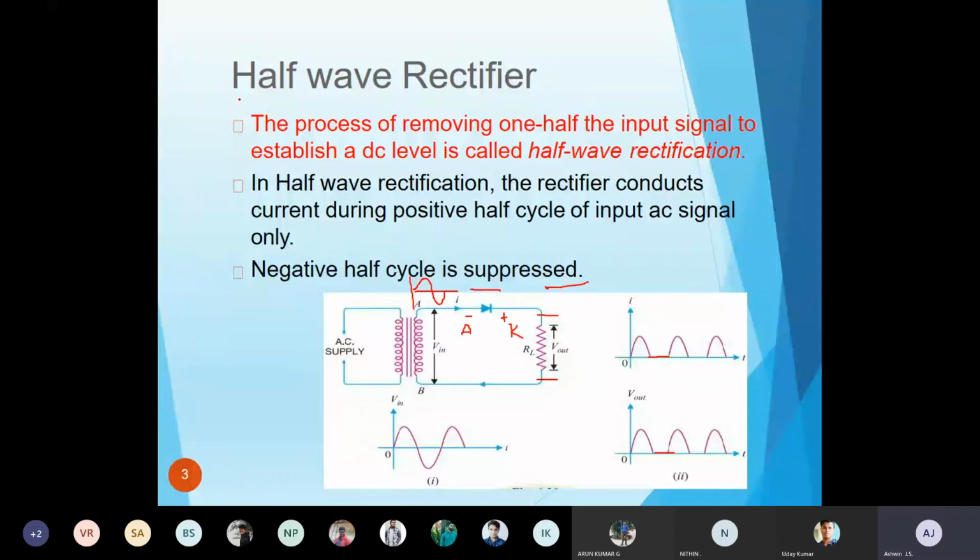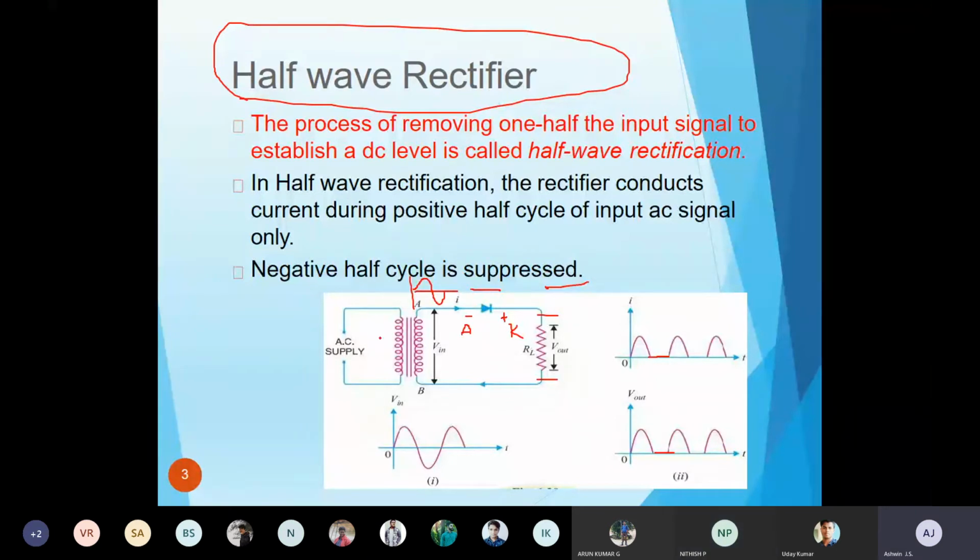So this is how the half wave rectifier works. Okay, is the operation clear to all of you? Do you want me to explain again? Sir, one more time, sir. One more time. Just listen clearly.